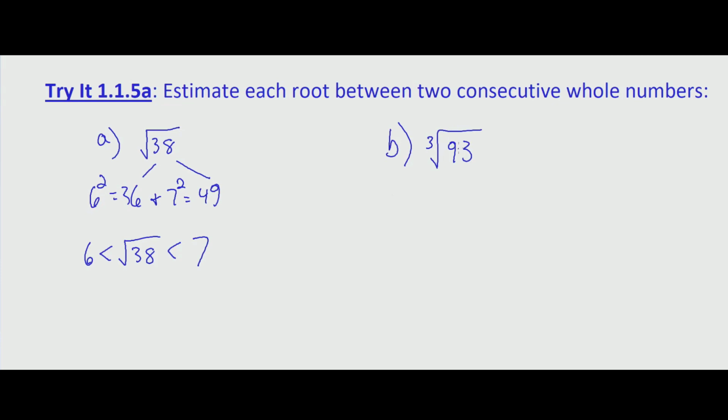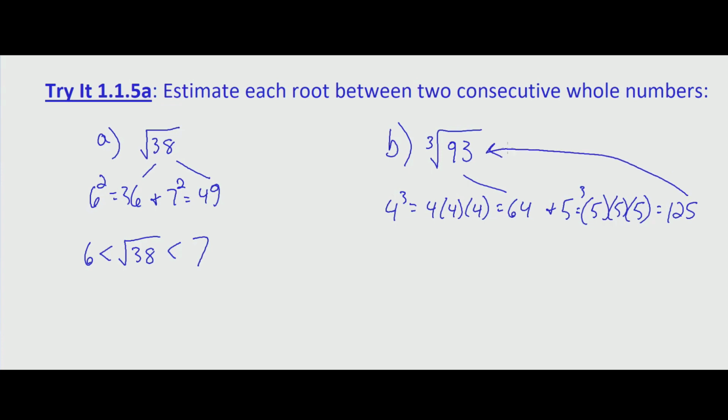Now that said, if we look at 4 cubed, that equals 4 times 4 times 4, which equals 64, which is less than 93. And 5 cubed, that equals 5 times 5 times 5, which equals 125, which is greater than 93. And again, that tells us that 4 is less than the cube root of 93, which is less than 5.